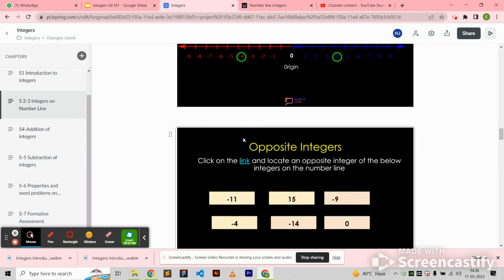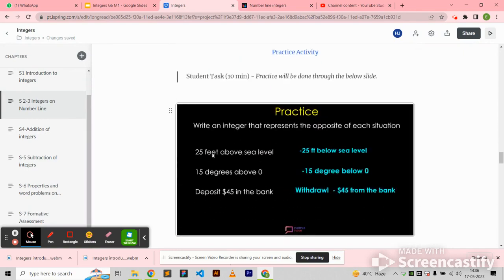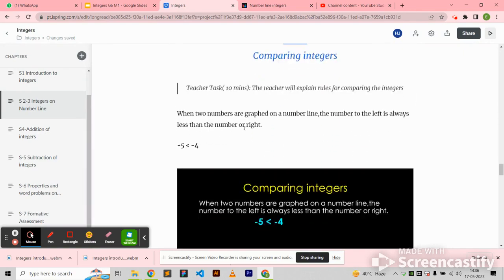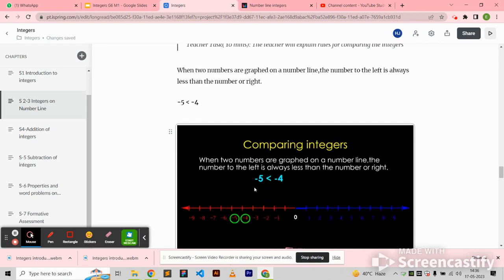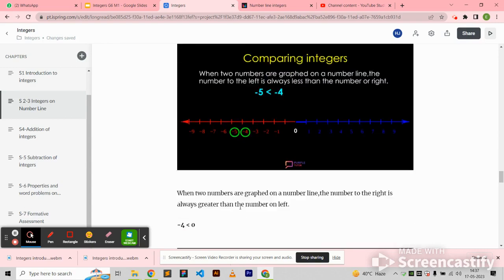And then opposite integers I've already informed you prior. And then discuss also practice in comparing minus 5 to minus 9. So when two numbers are on a number line, the number to the left is always smaller. So going towards left, this is the left side, this is the right side. Going towards this side, the right side is always bigger and the left side is the smaller.